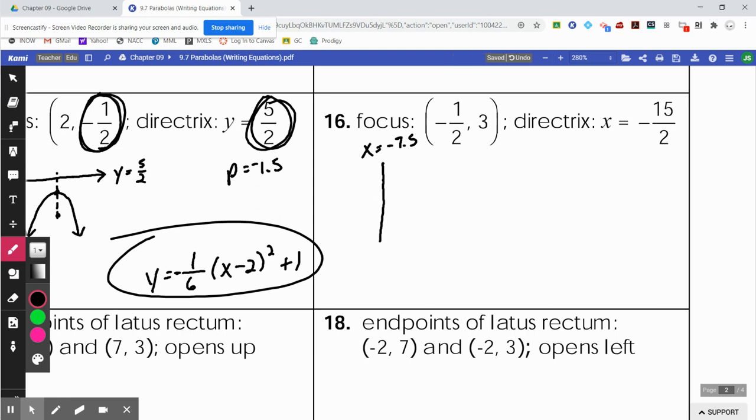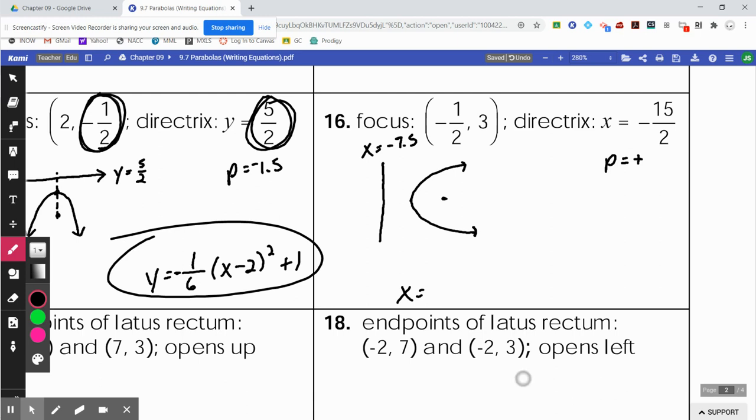My focus is located at x equals -1/2, so somewhere over here. So we're going to cup around it. Always cup around the focus, so we're going to open to the right. So this will be an x equals, and I will have a p-value that is positive. To find that p-value, well, let's find our vertex first.